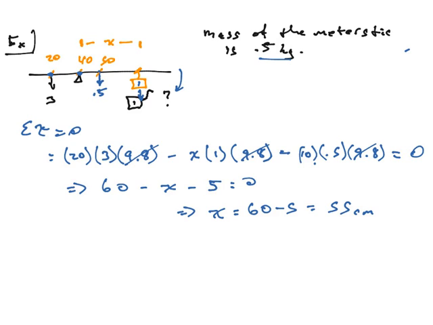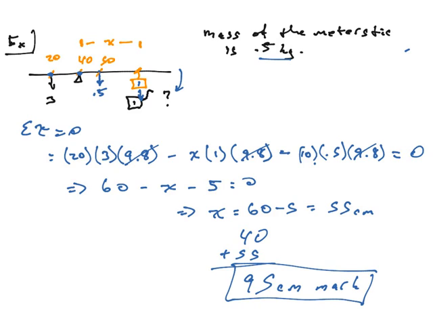Well, let's think. What does x mean again? Do you remember what we defined x to be? X was defined to be the distance from the fulcrum to where I place my 1 kilogram mass. So this isn't the centimeter mark, but it's how far away from the 40. So the real answer is I start at the 40 and I go 55 centimeters more to the right. So the actual answer is the 95 centimeter mark. That's where I should place this.